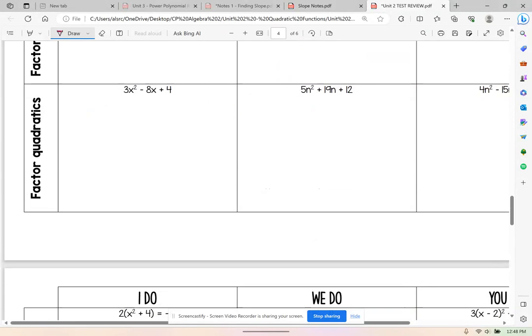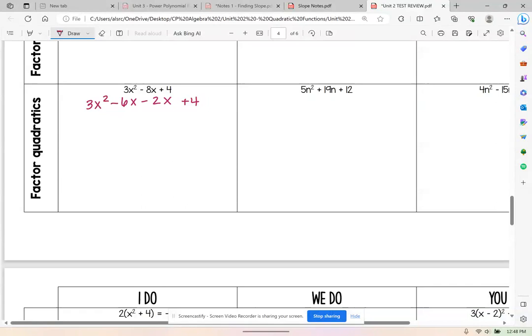Next one. GCF. No. This is where we're starting to struggle a little bit, and I want to make sure you understand AC method because it makes it easier. Bring down the first term. Bring down the last term. Multiply those two numbers. 3 times 4. 12. What multiplies to 12 that adds to negative 8? Negative 6 and negative 2. You got it. Negative 6x and negative 2x.